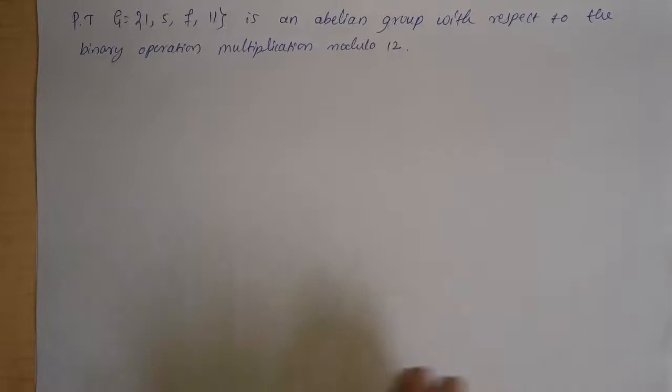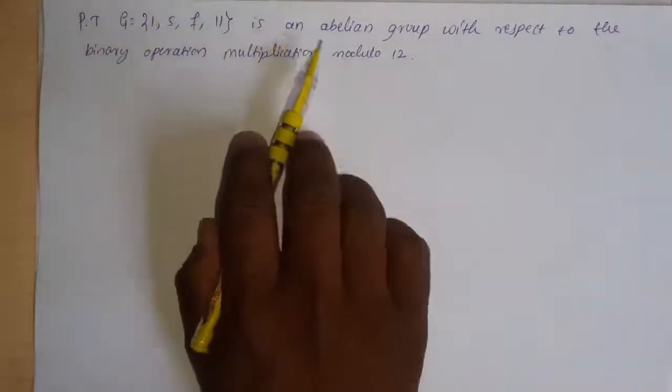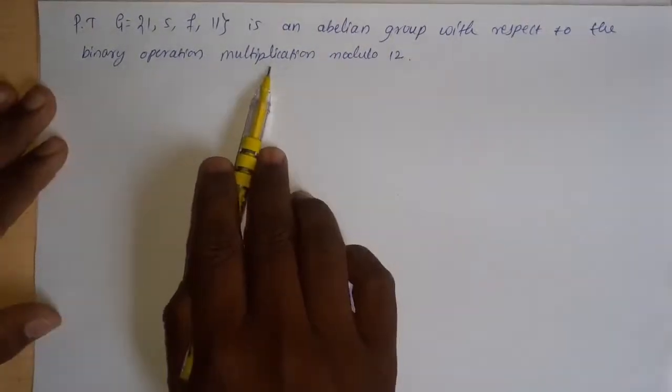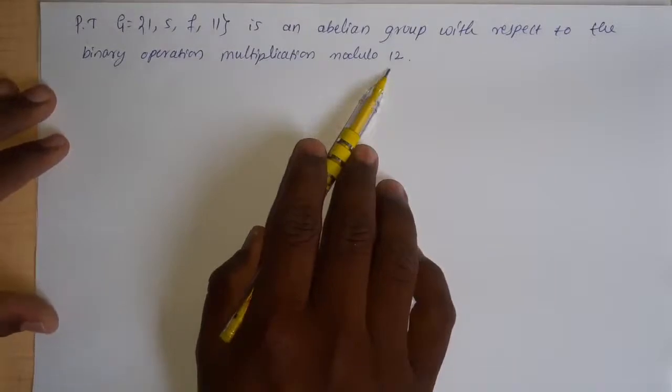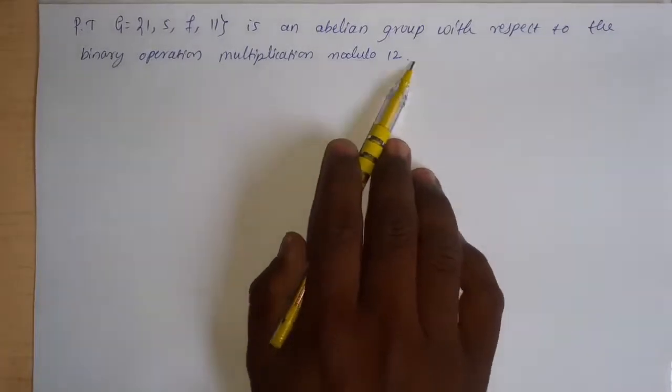So, until the previous class we have proved that the general sets, that is the set of natural numbers, the set of integers, the set of real numbers, are groups under the given binary operation. But now a particular group is given, that is G equal to {1, 5, 7, 11}, which is an Abelian group with respect to the binary operation multiplication modulo 12. So, it is not only multiplication, it is multiplication modulo 12.